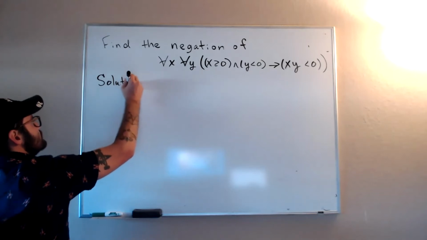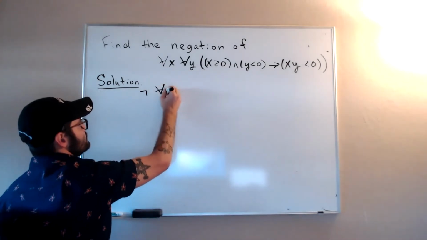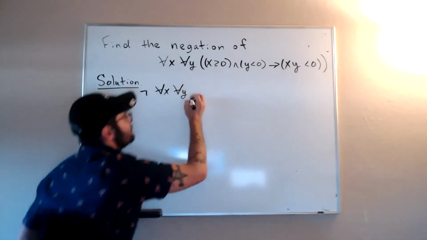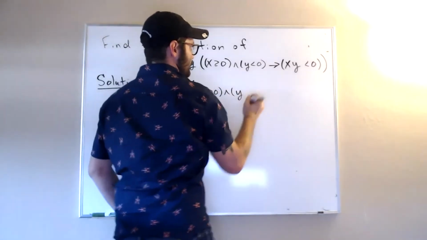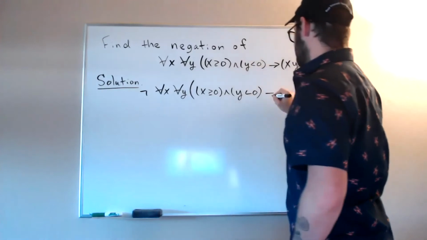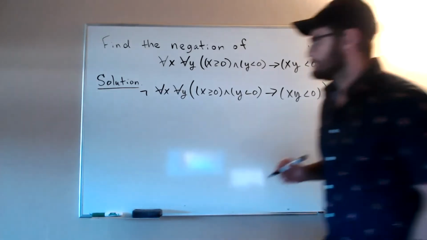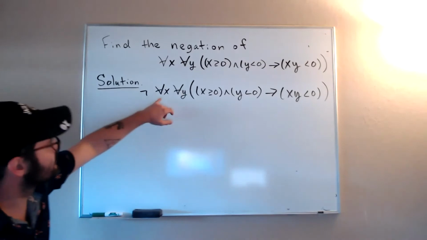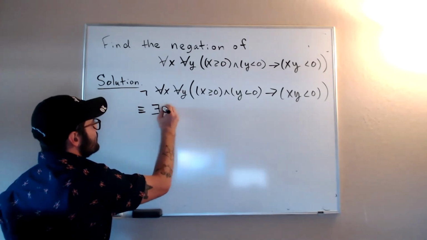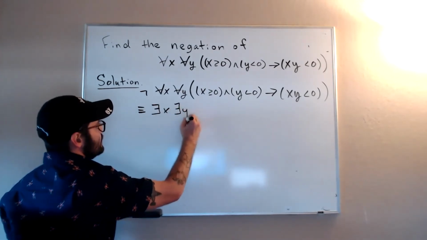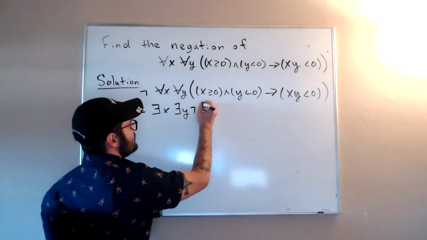Solution. So we negate this compound proposition. Y less than 0 implies x times y less than 0. Okay? So when we negate the universal quantifier, we get the existential quantifier. So this will be, there exists x, there exists y. So negate that, we get that, and that. And then we have the negation of all this business here.